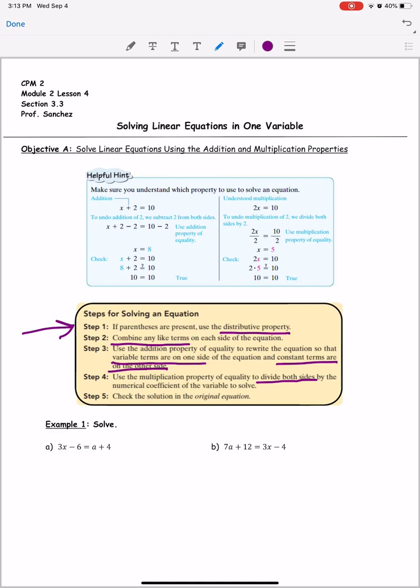Skipping this one, we don't have parentheses. Skipping this one, I can't combine anything. I'm sorry, I'm getting a little OCD about these lines. Okay, that looks better. So I can't combine anything. 3x has an x, negative 6 does not. A is A. 4 has no A.